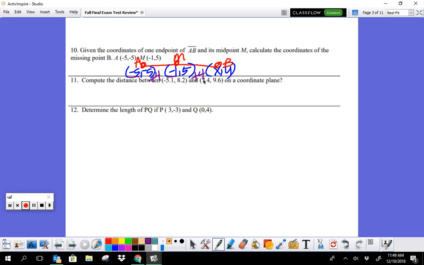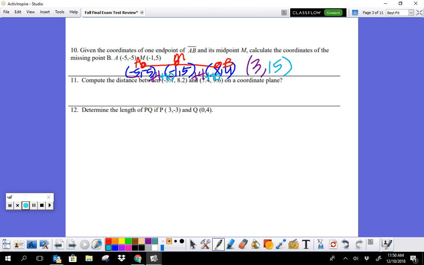Okay, which means our new x value is going to be 3. And now we're going to look at the y's. So the y's, if I go from -5 all the way up to 5, those are adding 10, which means I need to add 10 to get to my new y. So 5 plus 10 would be 15.